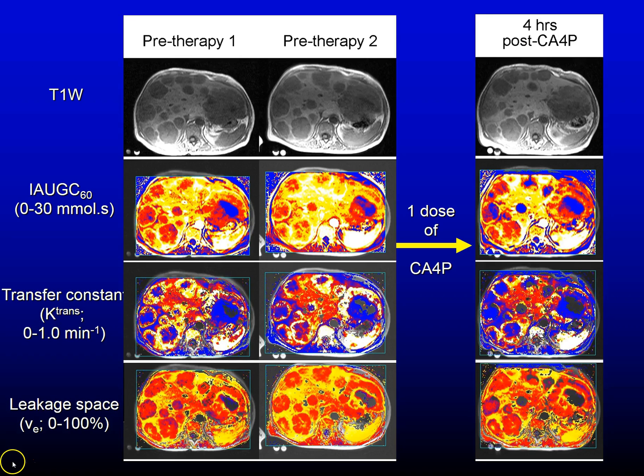So here, for example, is a patient from a phase 1 clinical trial where we were treating with an anti-vascular treatment, and here is the transfer constant obtained on 2 occasions before the drug was given, and this is the transfer constant given 4 hours afterwards, and you can see a dramatic change in the transfer constant in individual lesions, particularly within the center of the lesions, compared to before treatment, and that represents a drug effect.